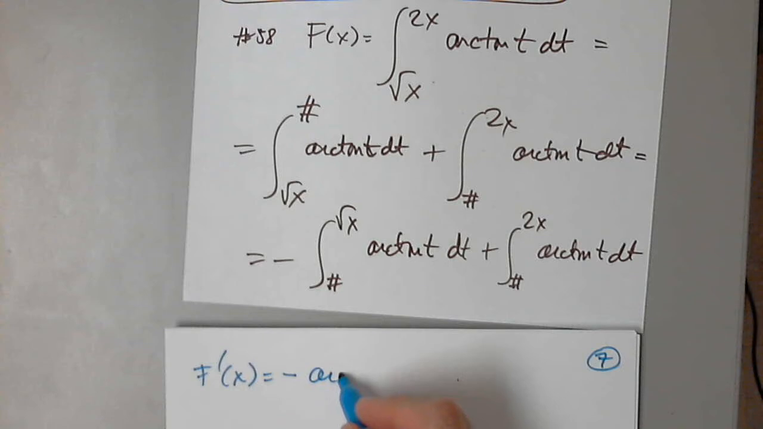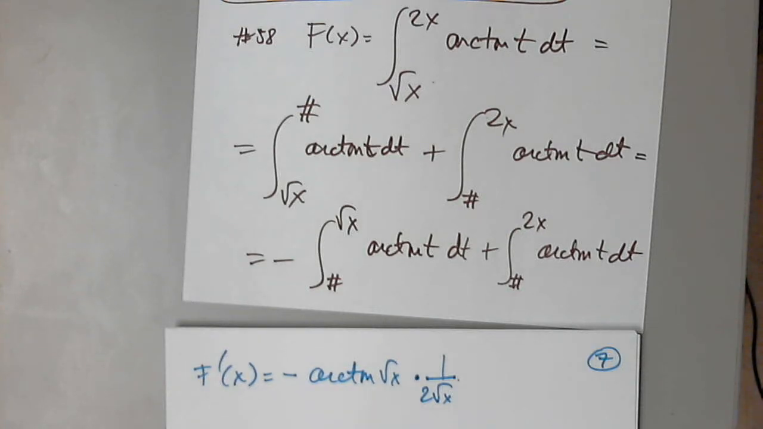Negative 1 and the square root of x times negative 1 of the square root of x. Right, there is no negative. It's just the square root of x prime, which is 1 over 2 the square root of x. Is that okay? Very good. Plus arctan 2x times 2.